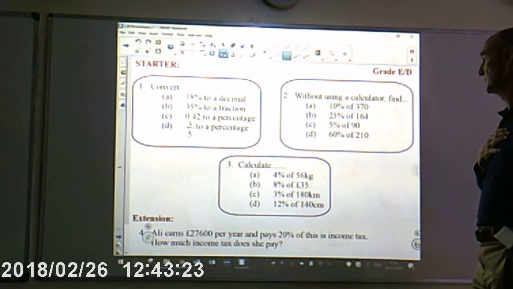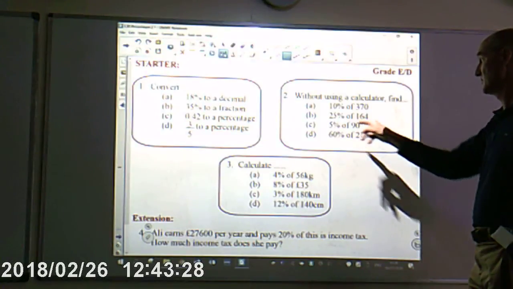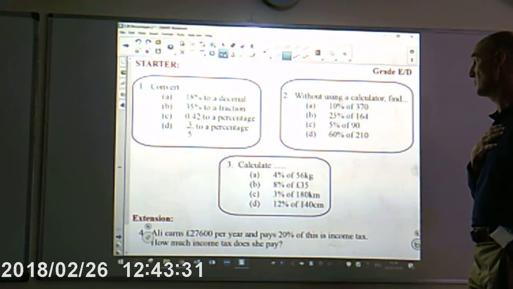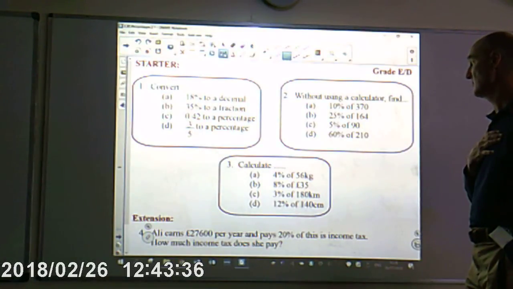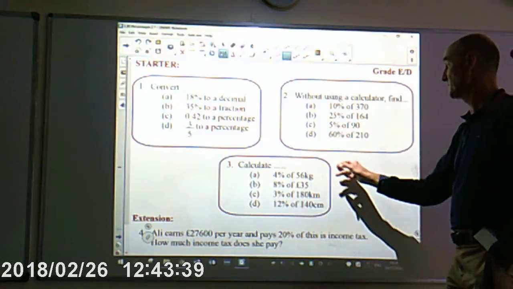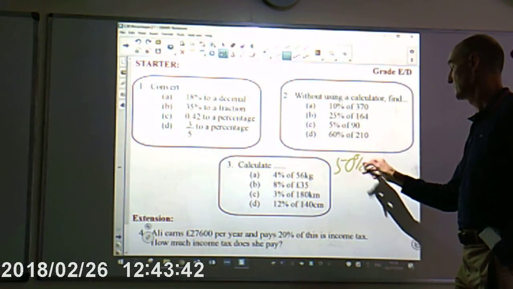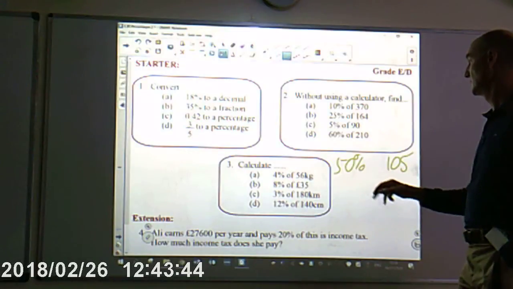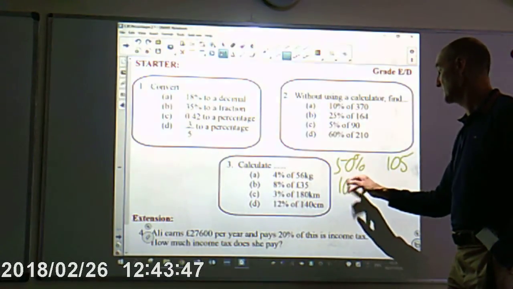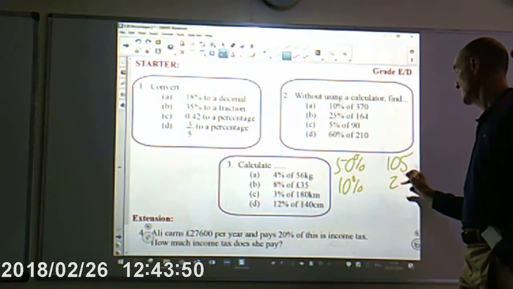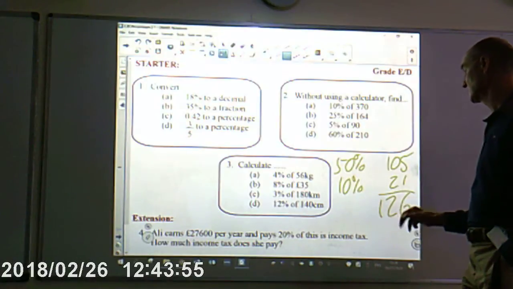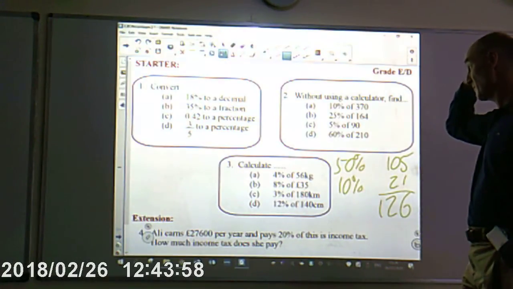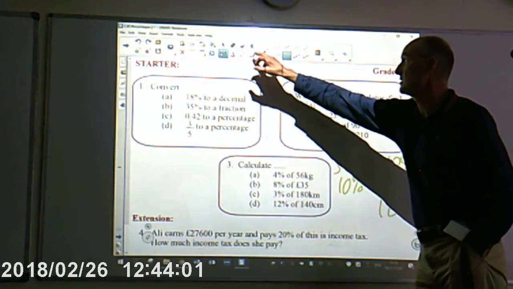5% of 90. 10% of 90 is going to be 9, so 5% is half of that: 4.5. 60% of 210. Well, 50% is 105, and then 10% is 21. Add the two together, that gives me 126. Is that a sensible type of answer? A little bit over half? Yes, very sensible.